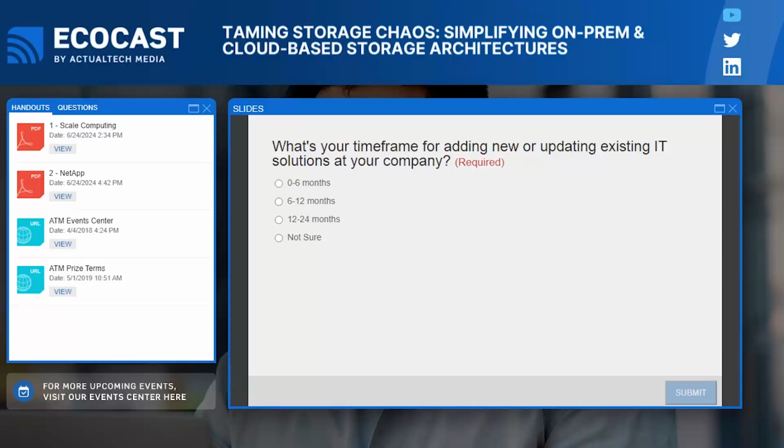Now, if you are looking at your console, you're going to see a poll here asking about what your time frame is for adding new or updating existing IT solutions at your company. So as we step into how to manage all this data, is this something you're looking to do in the next 6 months? Is this quite urgent for you? Is this a 6 to 12 month timeline? Are you looking at a couple of years? Or maybe you're not sure, and that's okay too. You're just here sussing things out, looking at some options, and then going to make some more informed decisions after that. Thank you for taking the time to fill that in.